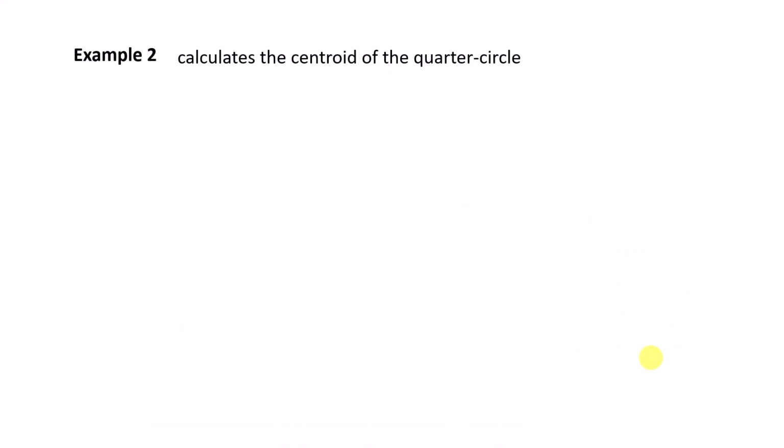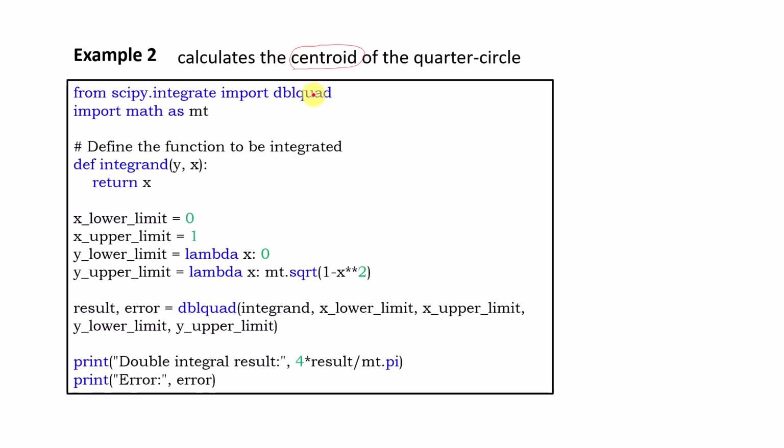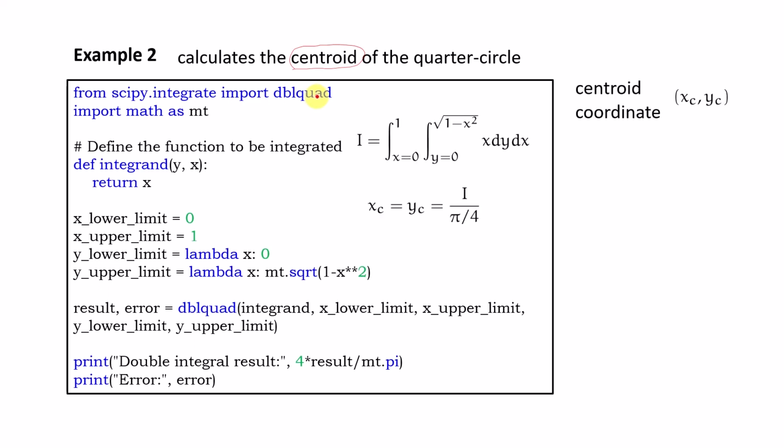We can take one more example, that is calculating the centroid of this quarter circle using the same routine. So in this case, we have to understand how we can calculate the centroid. The theory suggests that if we have this centroid coordinate xc, yc, recall that we are taking the centroid for this quarter circle here. This is 1, x equals 1. So xc will be the integral of x dA, divided by the integral of dA.